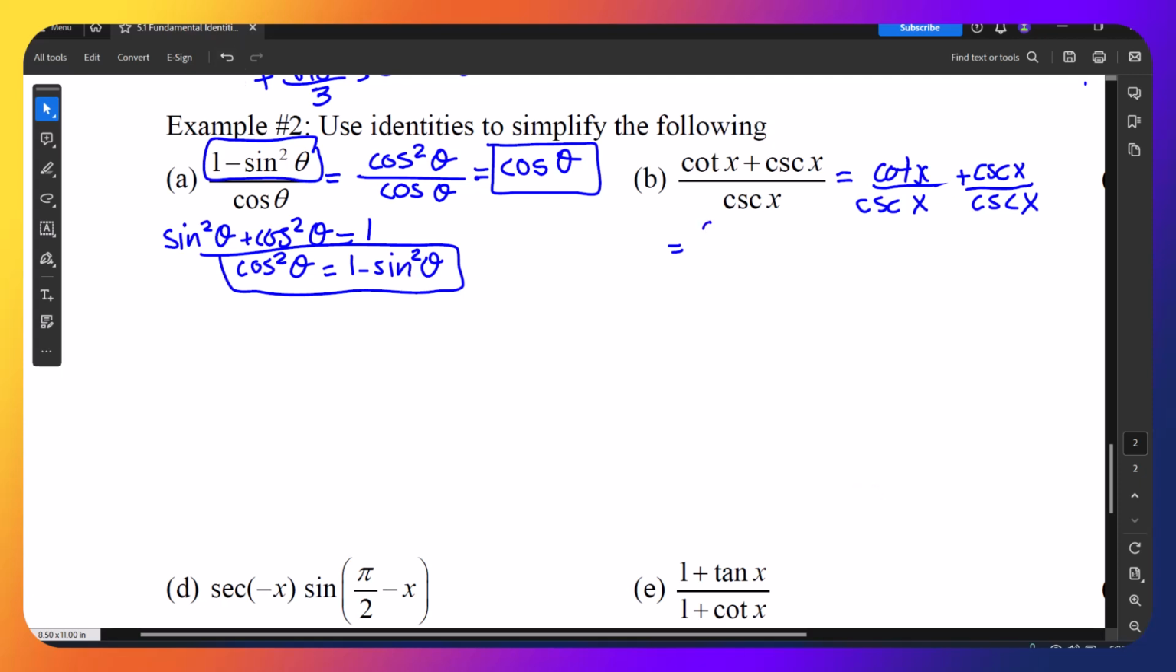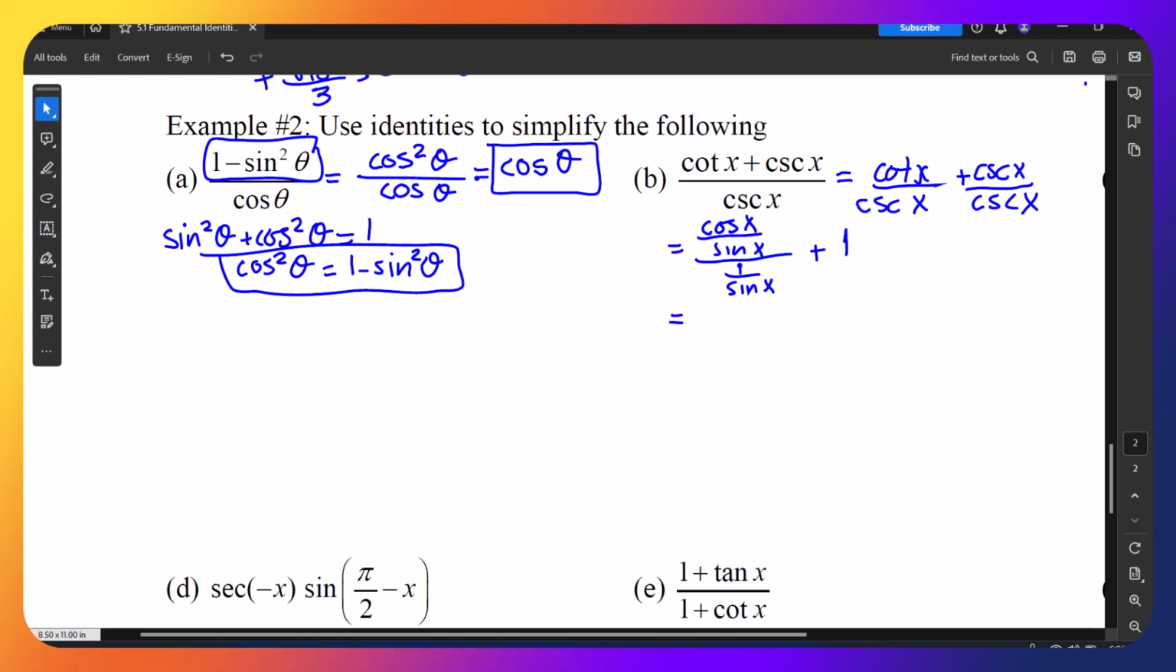Cotan can be rewritten as cosine of x divided by sine of x all over cosecant, which really is the reciprocal of sine, plus cosecant divided by cosecant is just simply a 1.